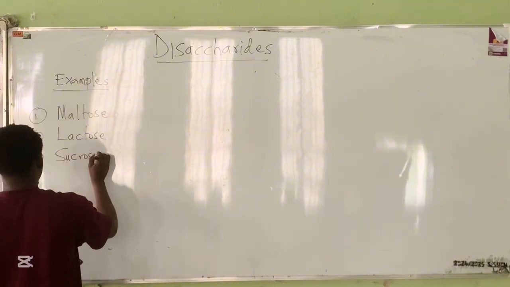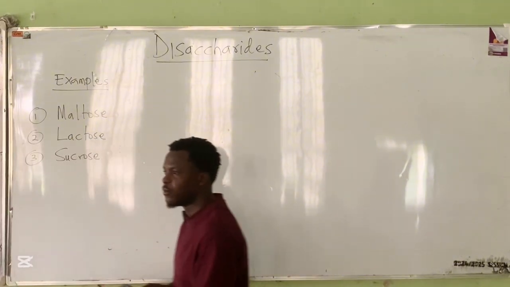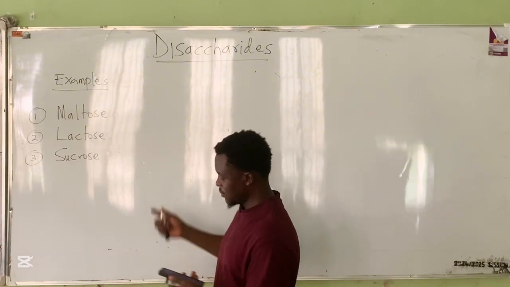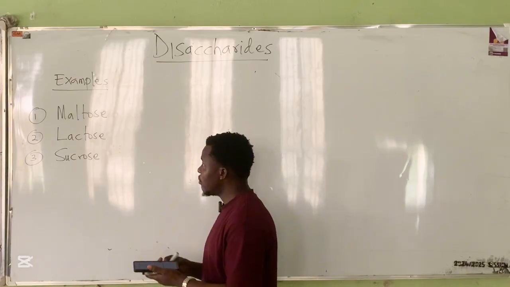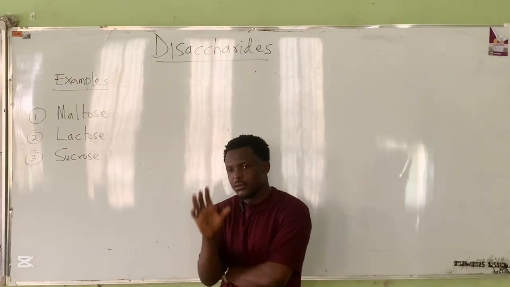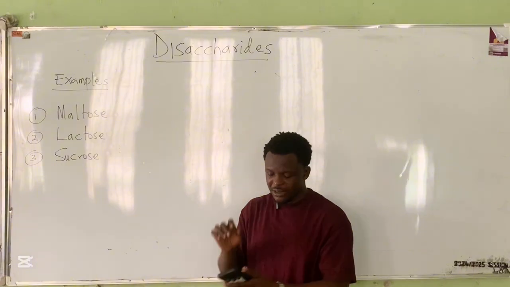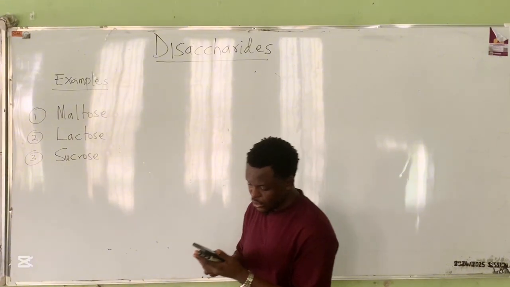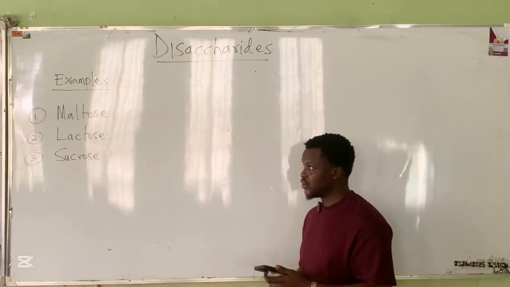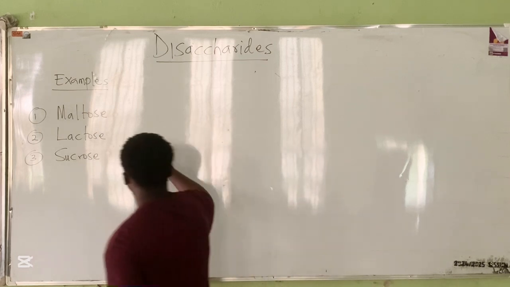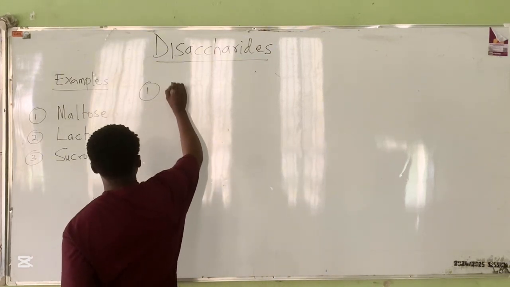Which of these is table sugar? Sucrose. All right, so these are the three major disaccharides we're going to be looking out for. That does not mean that is the only one we have. I'll just stick to these majorly. So let's look at the first one. Let's look at maltose.